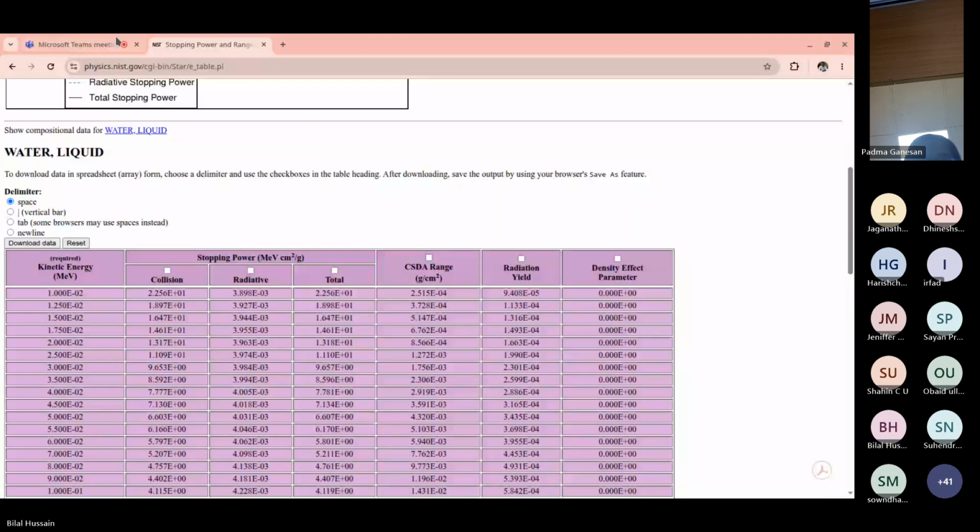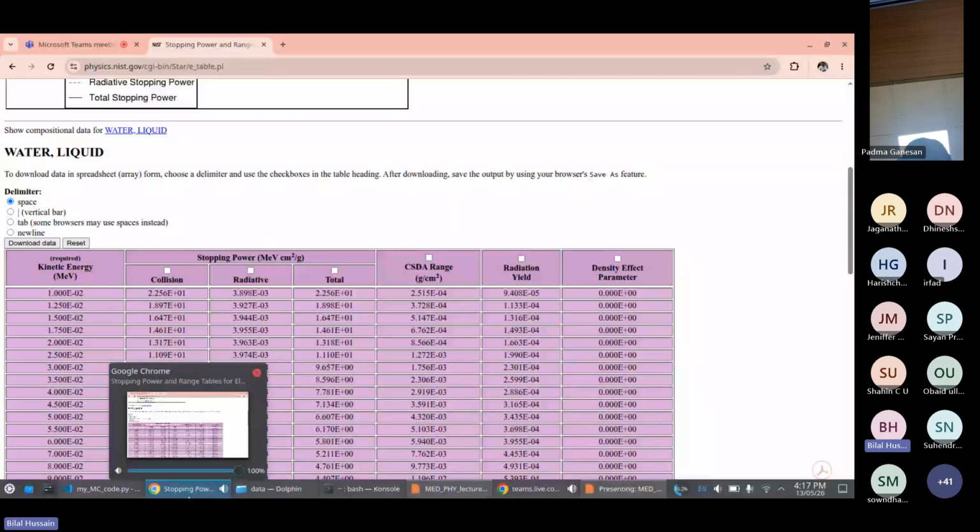But of course, E star is necessary basically for electron dealing. Next time we'll deal with the electron interactions, and at that time it is very much necessary. For today, we'll be talking about XCOM.